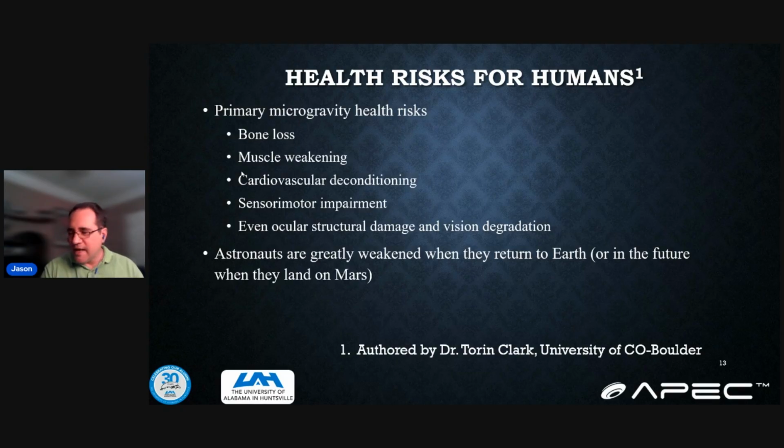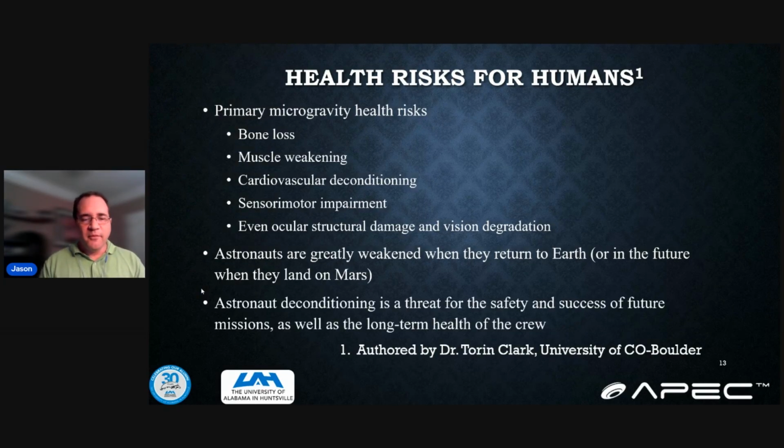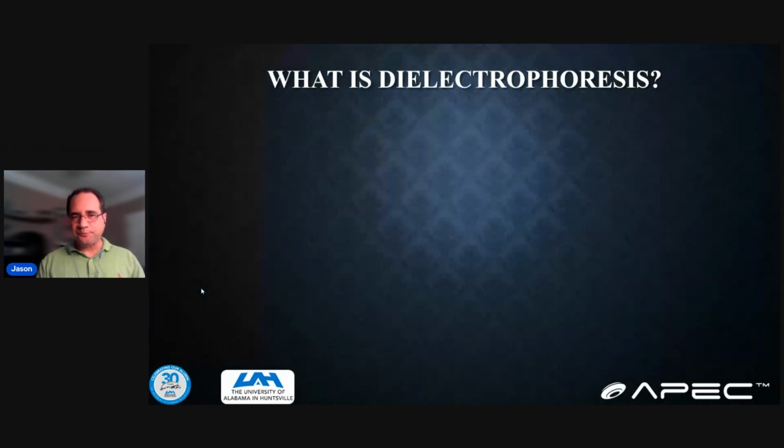So you can imagine sending humans to Mars and they get to the surface and they can't do anything until they go through physical therapy and condition their bodies. I don't know if that's exactly what's going to happen, since Mars has about a third the gravity, but that could be a potential problem. And so you have to do a lot of countermeasures in order to overcome this. So astronaut deconditioning is a threat. And so that's one of the things that we thought that we might be able to address.